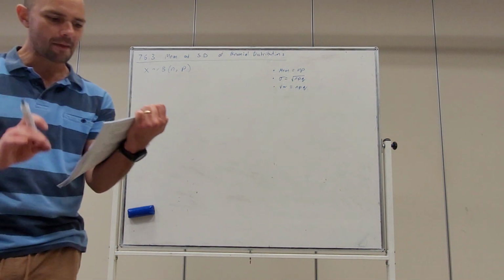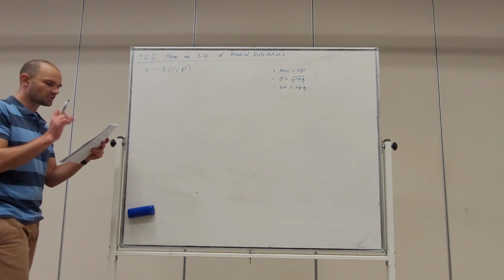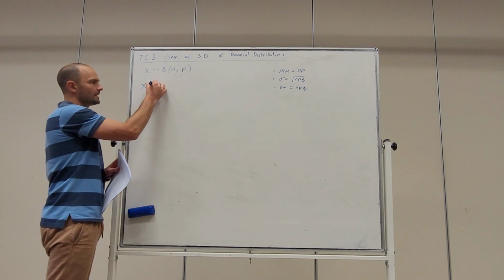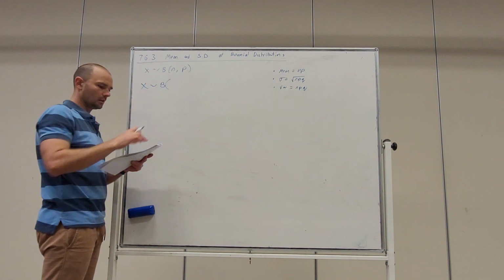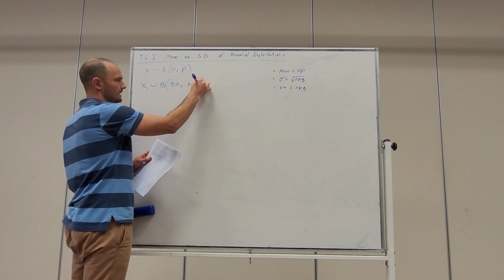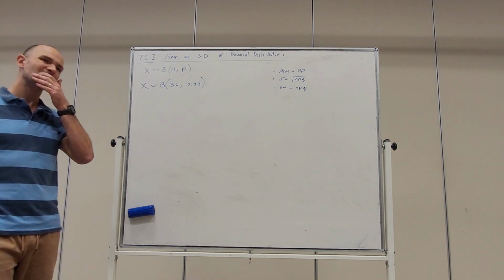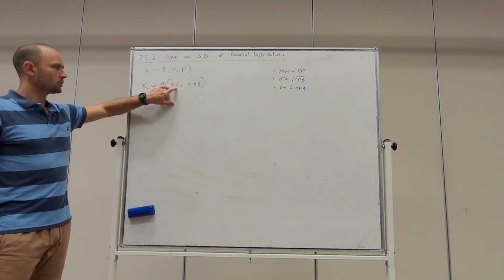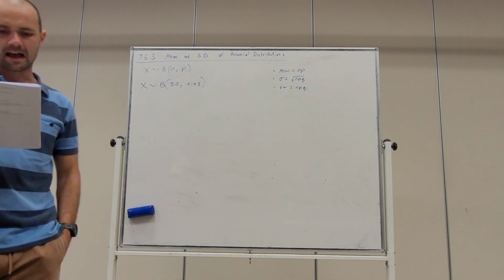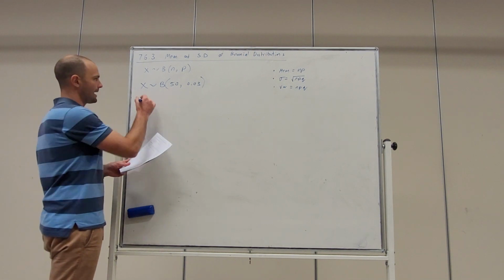The probability of a match being defective is 0.03. There are 50 matches in a box. So if X is the distribution of defective matches, well, there are 50 matches in a box and the probability of a match being defective is 0.03. We can say it's binomially distributed with 50 trials and the probability of a match being defective 0.03. Part A, find the mean, standard deviation and variance of defective matches.